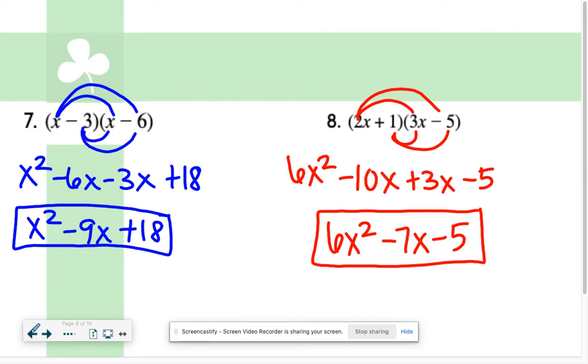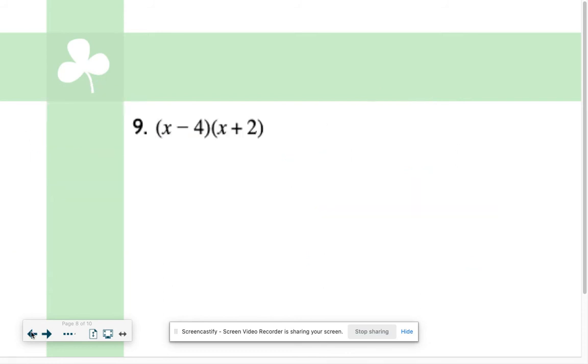You guys try 9 on your own, get a head start. Same idea. First, outside, inside, last. First, outside, inside, last. FOIL.